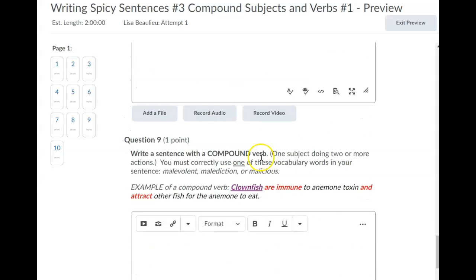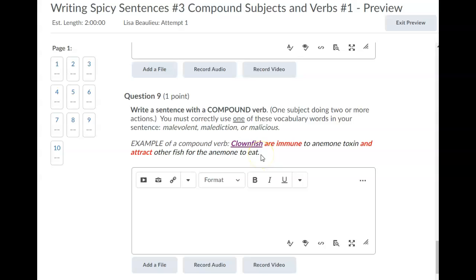Now the last 2 questions, I'm asking you to flip things around and give me a sentence with a compound verb. What that means is there's only one subject, but it's doing more than one thing. Compound is more than one. So the example I've given you are clownfish, and that's kind of plural because there's more than one, but it's the species of clownfish, okay? So the clownfish is doing 2 things. 1, they are immune, and 2, they attract.